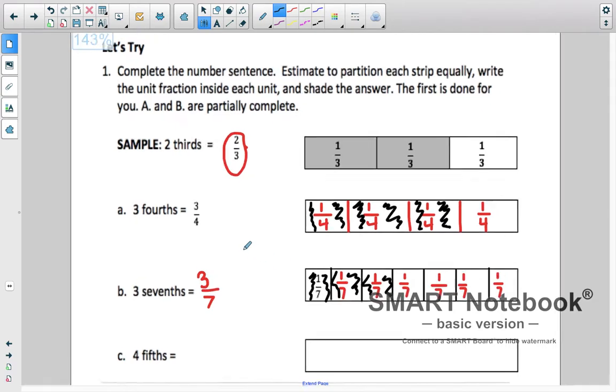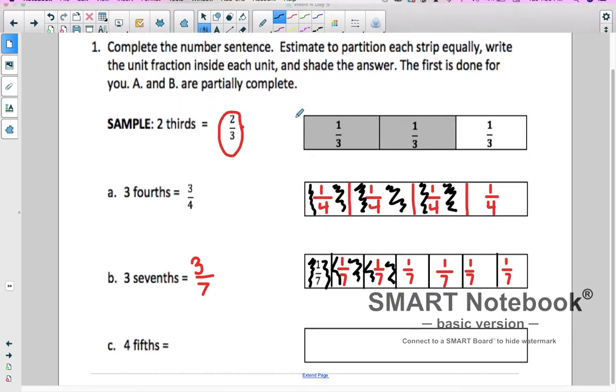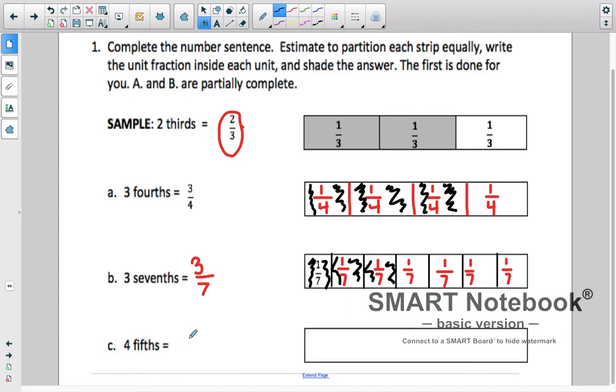All right, let's look at the last problem. 4/5. So I'm going to write the fraction first. 4 goes on top, and we have 5 equal pieces. Now we need to partition our strip. So how many equal pieces am I going to have for my strip? 5. So I'm going to partition it so it has 5 equal pieces and make the pieces as equal as possible.